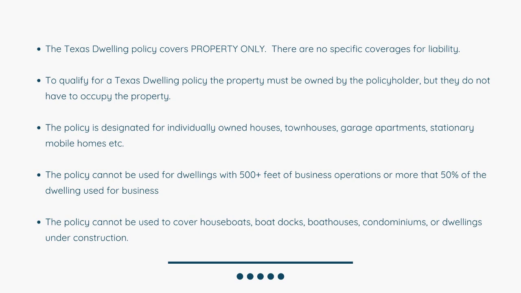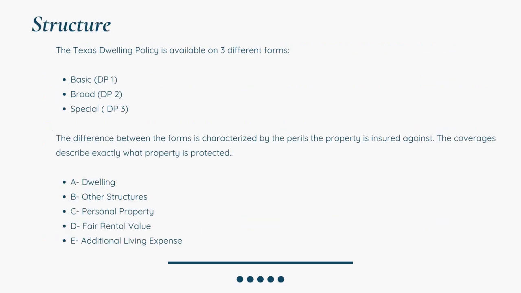To qualify for a Texas Dwelling Policy, the property must be owned by the policyholder, but they do not have to occupy the property. The policy is designated for individually owned houses, townhouses, garage apartments, stationary mobile homes. The policy cannot be used for dwellings with 500 plus feet of business operations, or more than 50% of the dwelling used for business. The policy cannot be used to cover houseboats, boat docks, boathouses, condominiums, or dwellings under construction.